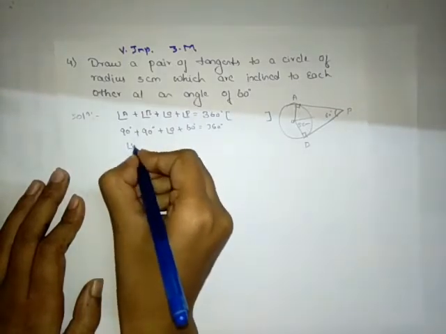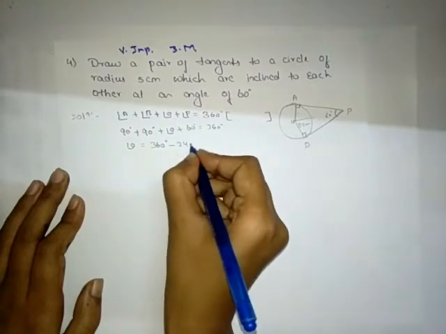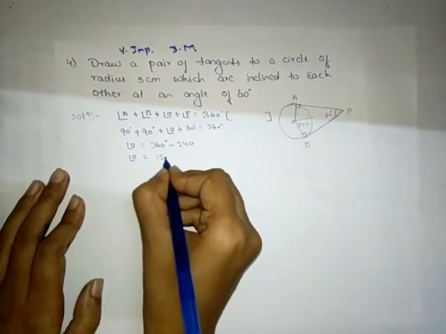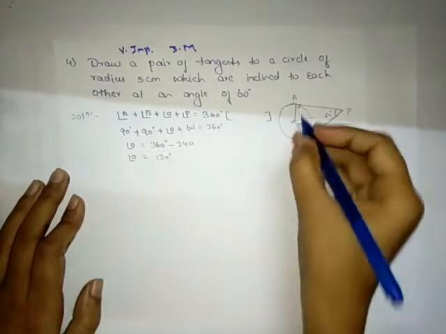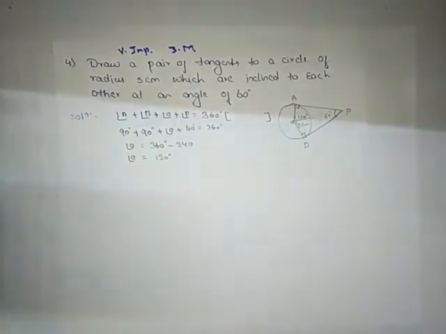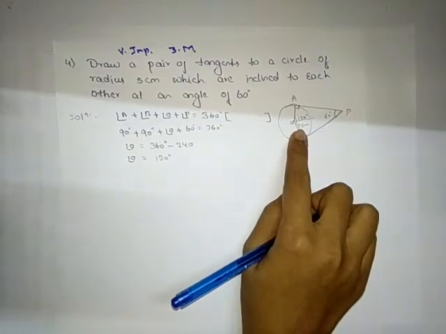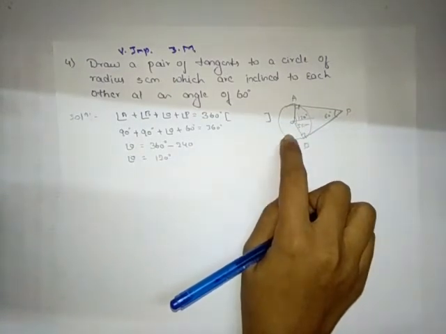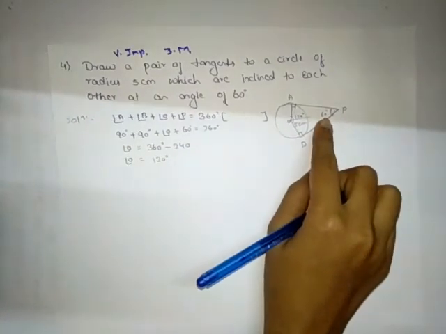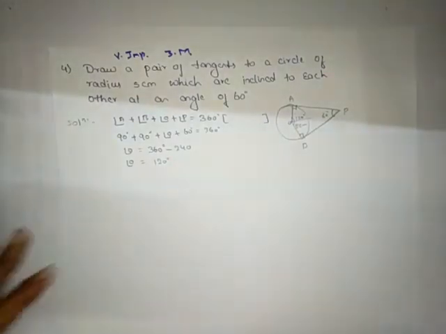Now we'll keep angle O as it is, then 360 degrees minus 240 degrees. So angle O is equal to what? After subtracting we get an angle of 120 degrees. So this is 120 degrees. After constructing the circle, we need to measure an angle of 120 degrees at the point O. Then only will we get an angle of 60 degrees, the opposite angle of 60 degrees here. Right, so we'll see how it is possible.